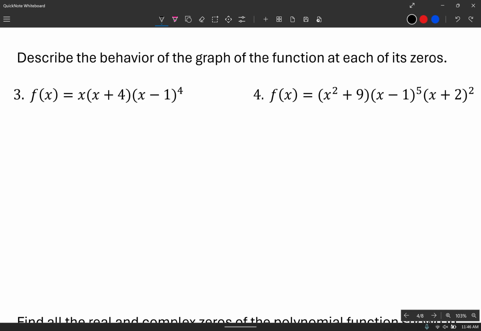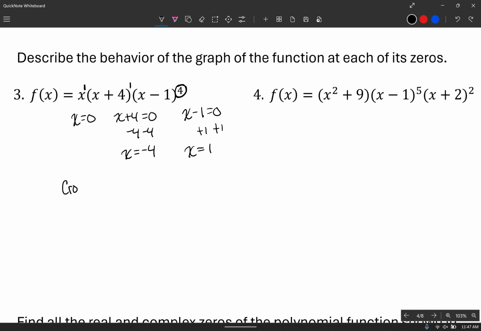All right, so we're going to describe the behavior at each of the zeros. So I'm going to set all of these equal to 0. They're already factored for me. We love when that happens. And I'm going to solve, so I get -4, and I get +1. So if I look when x is 0, I only have one of that factor. x plus 4, I only have one of that factor. But x minus 1, I have 4 of those. So anytime I have an odd number of a factor, it's just going to cross the x-axis. Anytime I have an even multiplicity, it is going to have a turning point.